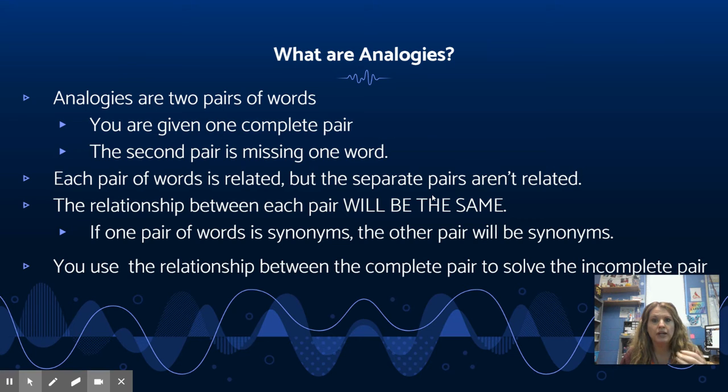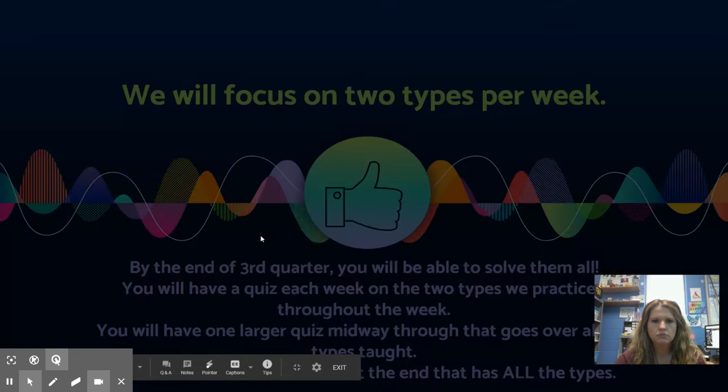So if words 1 and 2 are synonyms, words 3 and 4 are synonyms. If words 1 and 2 are types of something, then words 3 and 4 are types of something. And we can use that relationship between the complete pair that we're given to solve the incomplete pair.